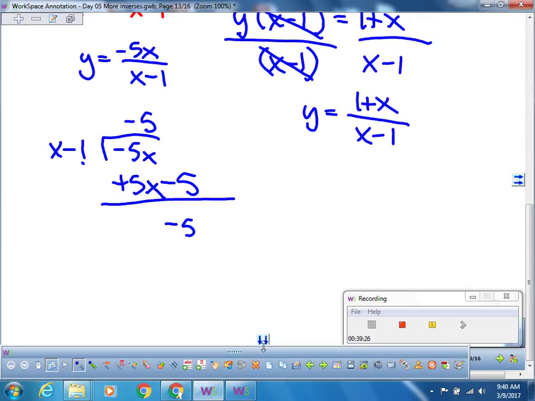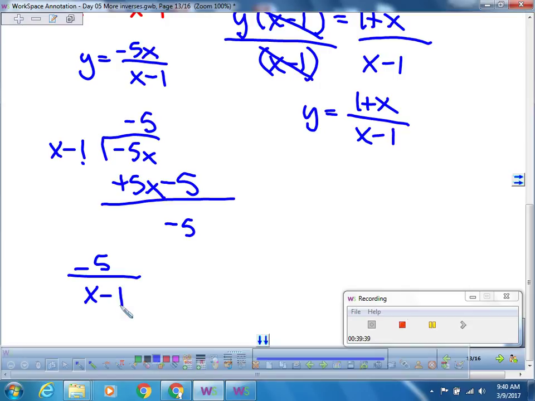And so I have, this one's actually easier. I have a negative 5 out of, this is my remainder, right, even though they're the same. This is my remainder, so it goes in the numerator, and it's out of x minus 1, and this negative 5 goes out here. That's how I would graph it. Okay? That's the actual answer.